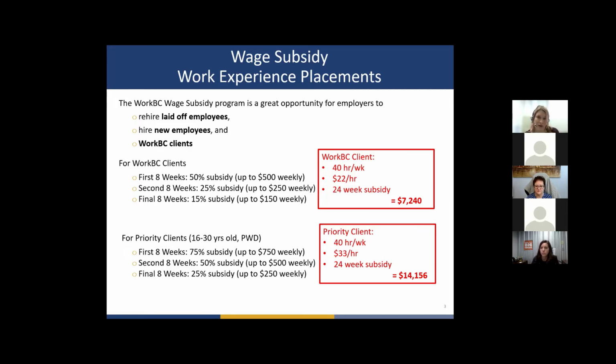The employer then provides the clients with the required amount of work experience and training so that they can be productive in the position, and they pay reasonable rates. As you can see from these charts here, the wage subsidy can offer quite a bit of financial support for the training of those clients.